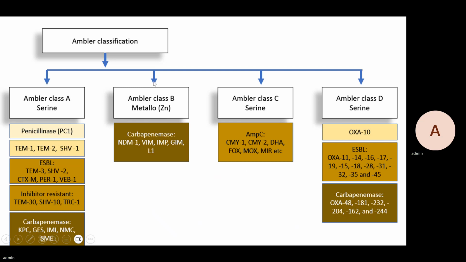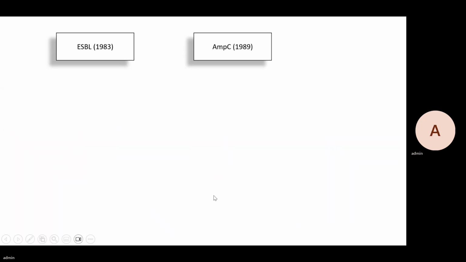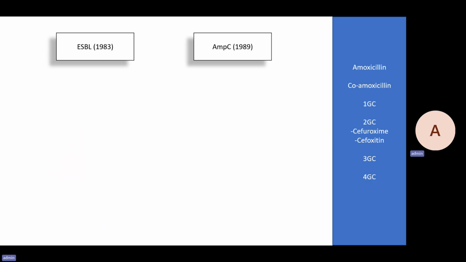Class B does not have any ESBLs; it only has carbapenemases. And Ambler class C does not have any ESBL or carbapenemases; it has only AmpC. So these are the AmpCs. These are ESBLs, these are ESBLs, these are AmpC. These are carbapenemases. ESBL was discovered in 1983 and AmpC was discovered in 1989.